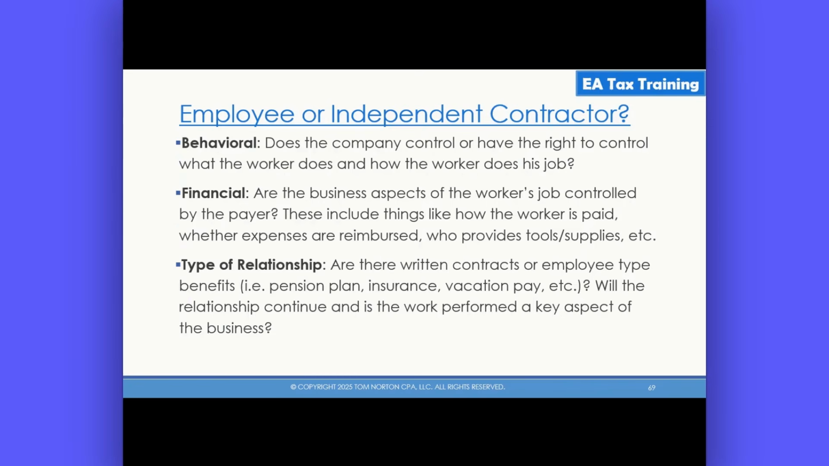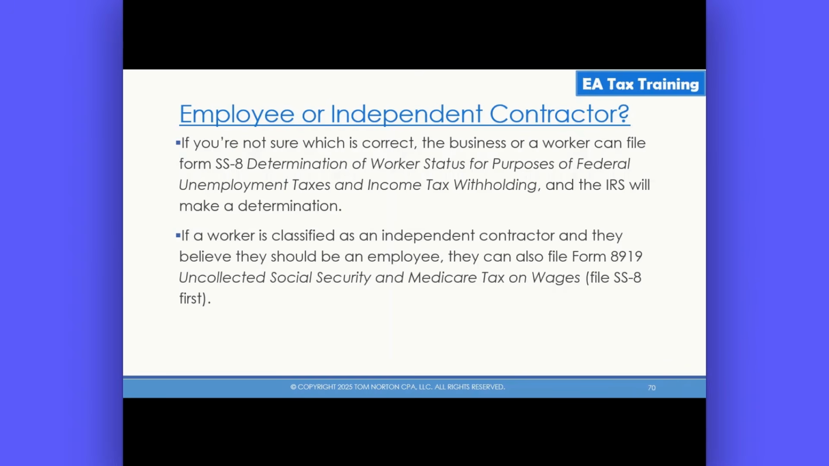Is there a written contract between the employee and the business? Does the individual get employee type of benefits, such as a pension and insurance and vacation pay? Will this relationship continue, and is the work performed a key aspect of the business? So these are all questions that will be looked at to determine, is it an employer-employee relationship, or is it more of an independent type of relationship? If you are not sure which is correct, either the business or the worker can file this Form SS8 with the IRS, and the IRS will make the determination for you.